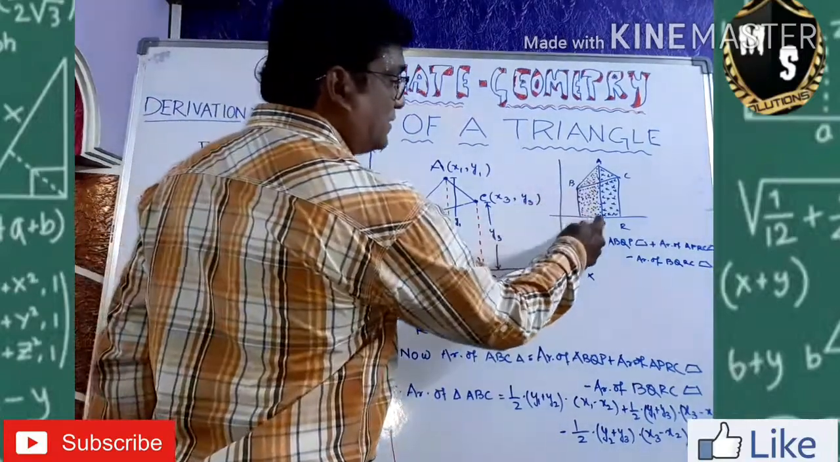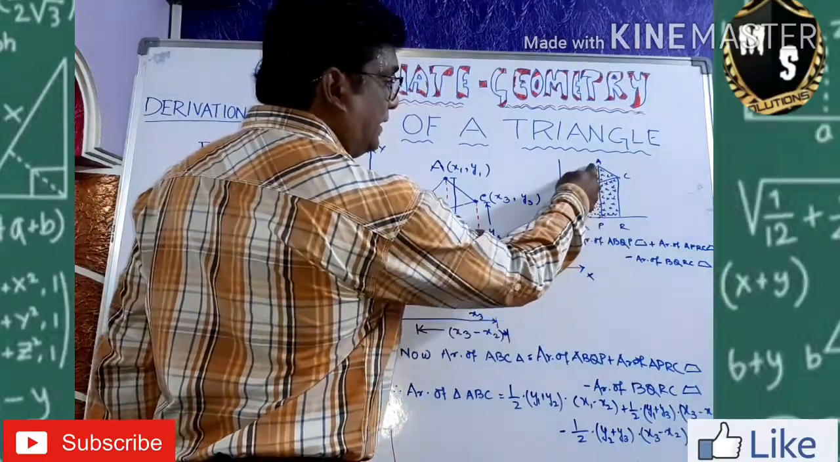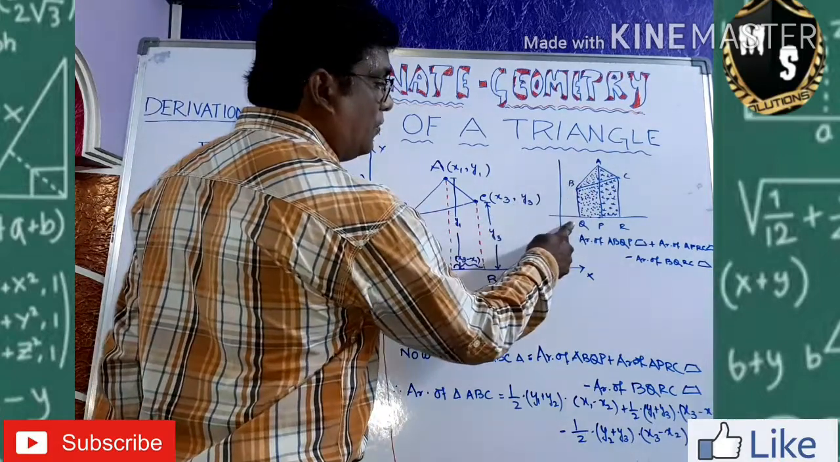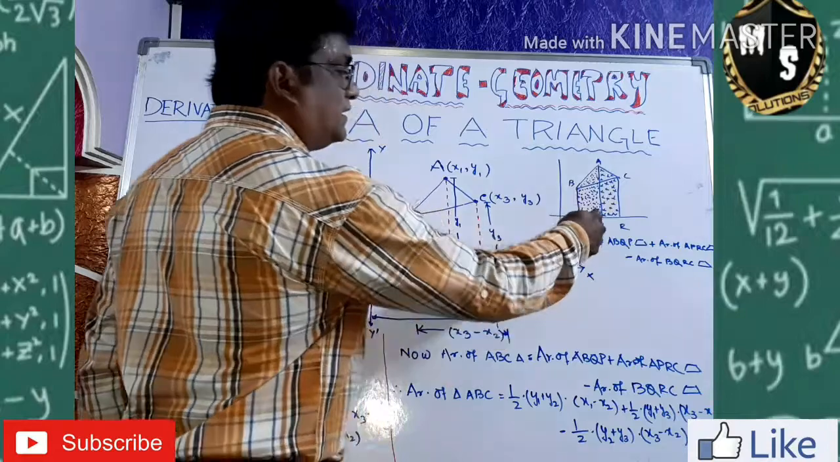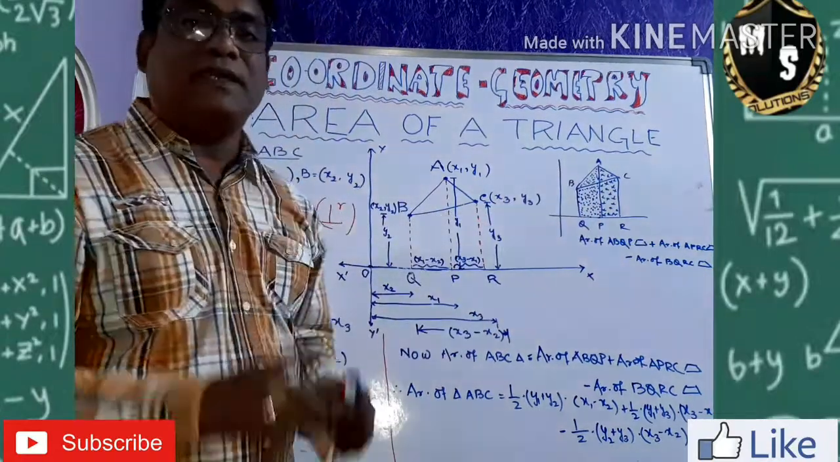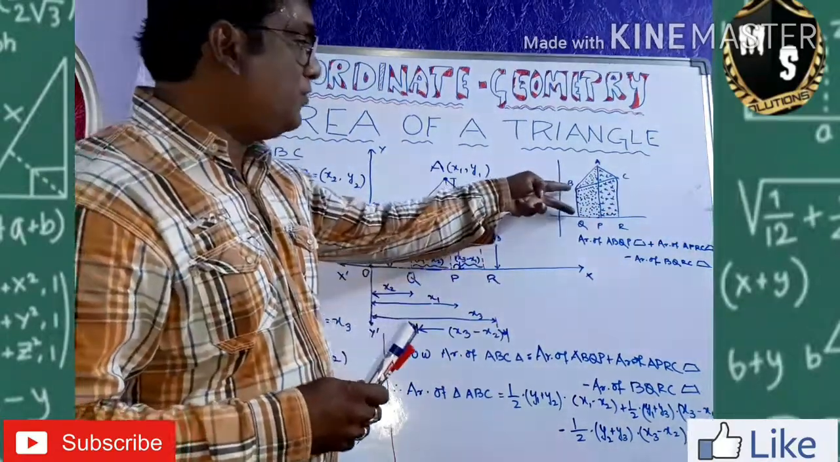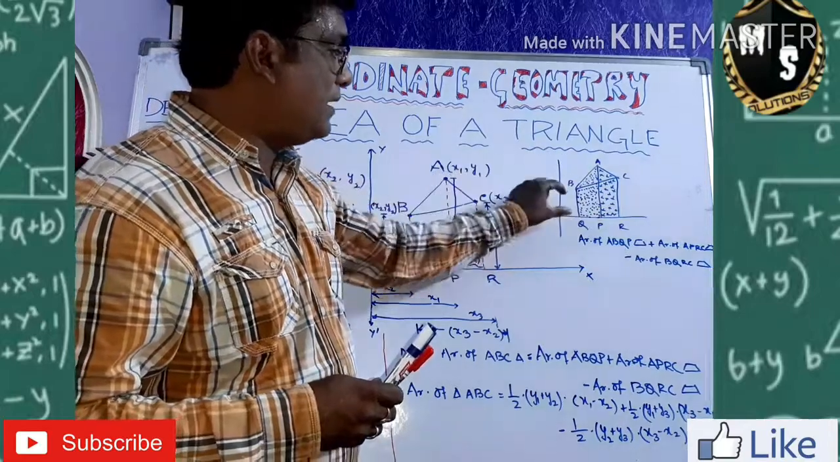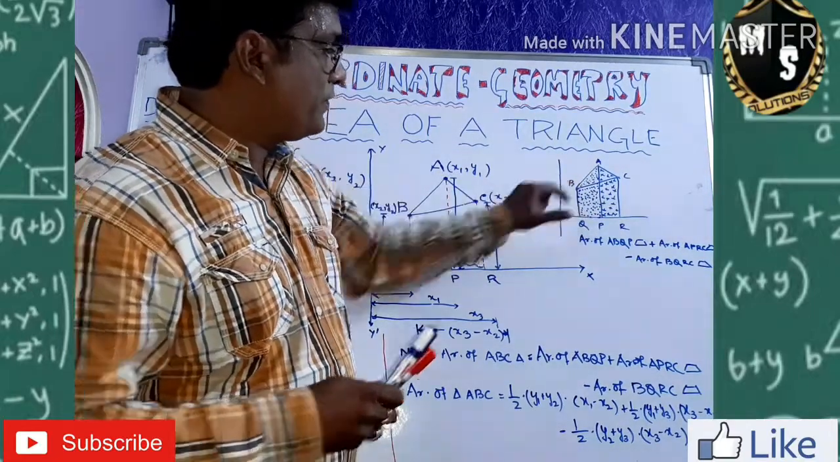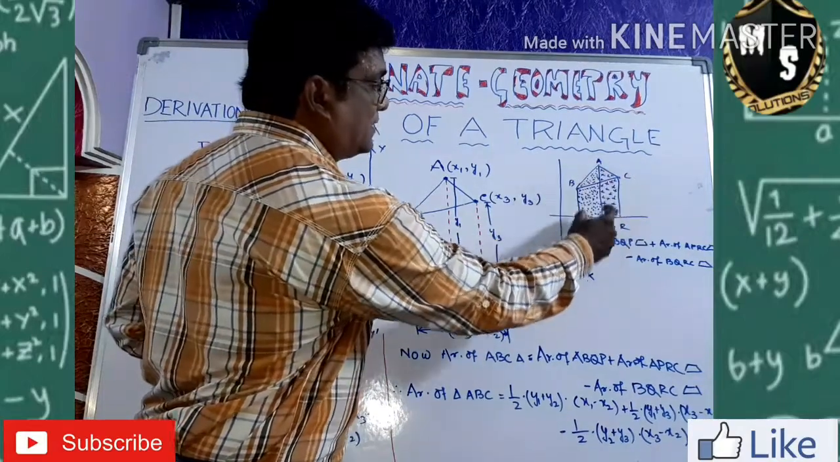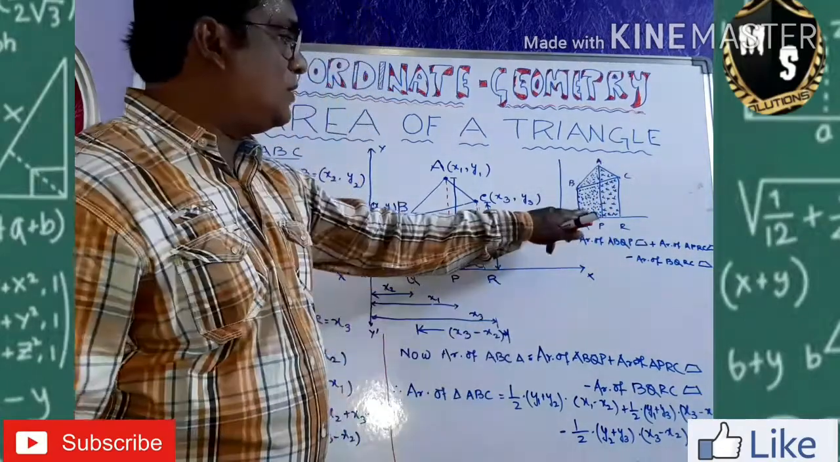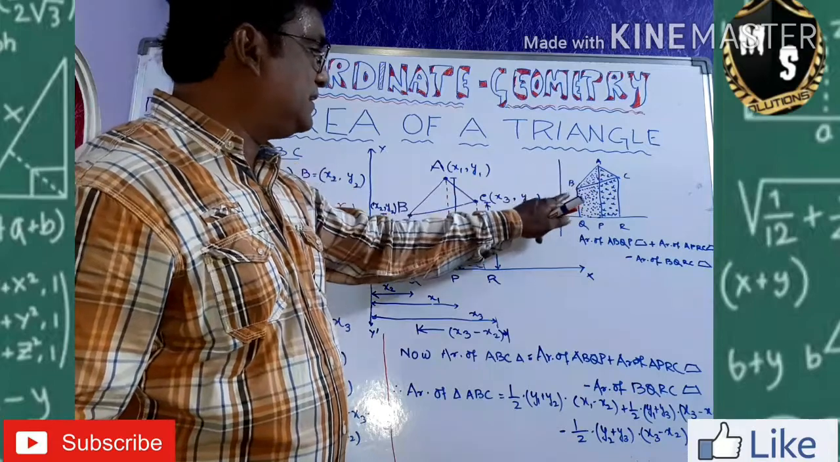Some dotted marks are there. What is that? A, B, Q, P. What is this figure? This figure is a trapezium. So BQ and AP are parallel sides. See, B to Q and A to P, these two are parallel sides. So these two are non-parallel sides. So definitely this is a trapezium.